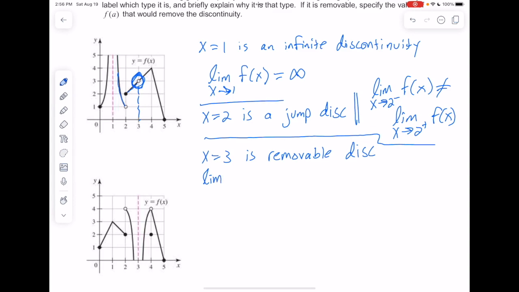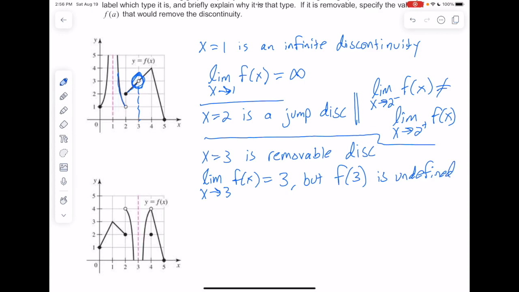So why is it a removable discontinuity? Because the limit as x approaches 3 of f of x exists. It's 3. But f of 3 is undefined because we have that open circle there. So that's why it's a removable type. If we didn't want there to be a discontinuity there, we could define the value at 3 to be the same value as the limit, and it would fix that. So it would be fixed or removed. Yeah, let's use the word removed. It is a removable discontinuity after all.